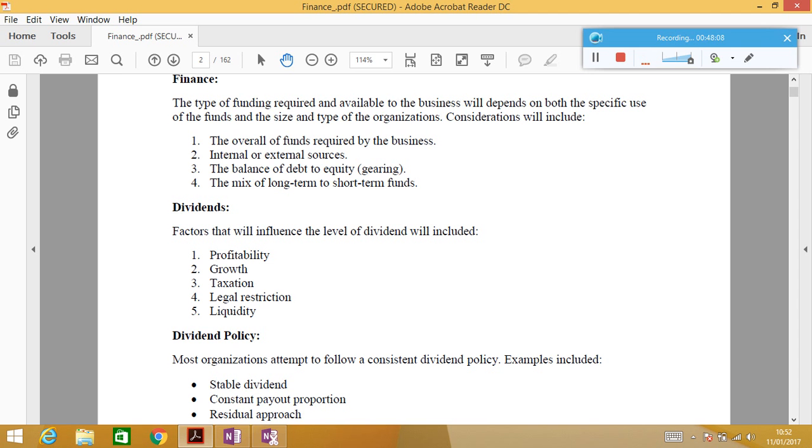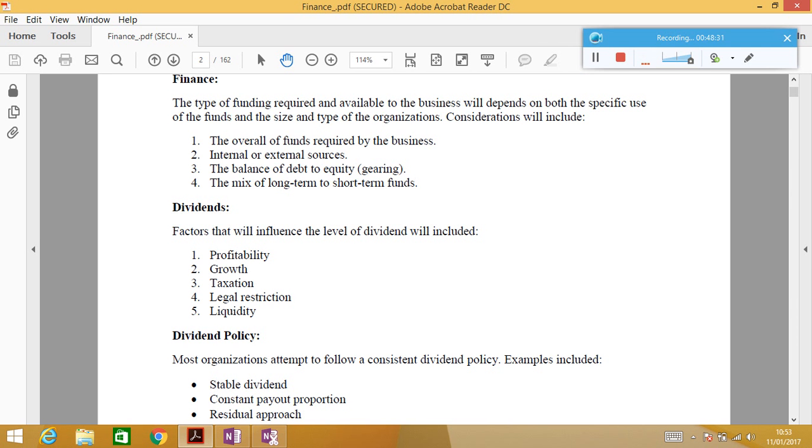We don't know how much we should maintain the gearing. Very high gearing is also not good. Very low gearing is also not good. So how much should we maintain? It depends on the company. That's why I say the balance of debt to equity.